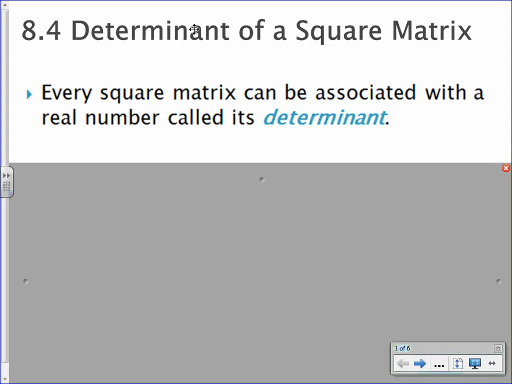Today we are going to work on determinants. Okay, we are determined to find determinants today. True. So every square matrix, remember I keep talking about how square matrices are special. Here's another special thing we can do with a square matrix. Every square matrix is associated with a number called its determinant.